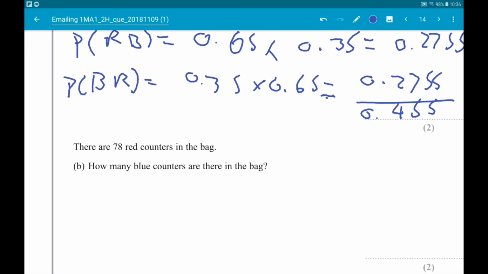Okay, then for part B, we are told there are 78 red counters in the bag, and we want to work out how many blue counters are in the bag. Okay, so this is now reverse percentages. We know the probability of getting a red is 0.65, so 65% are red.